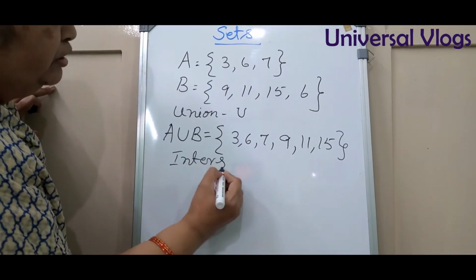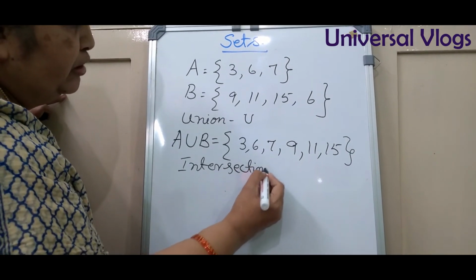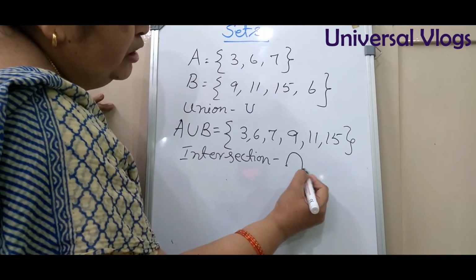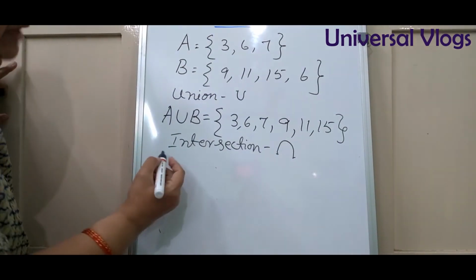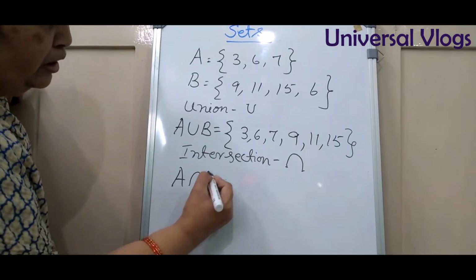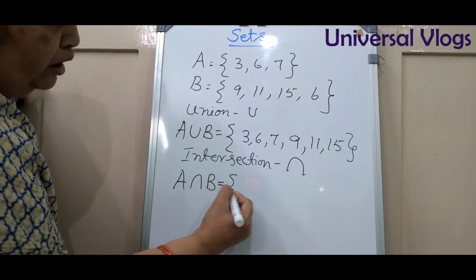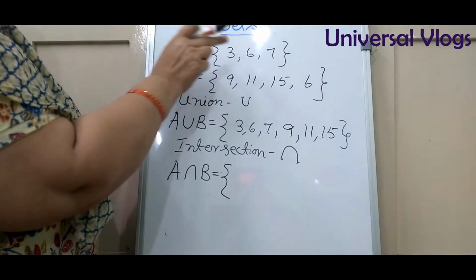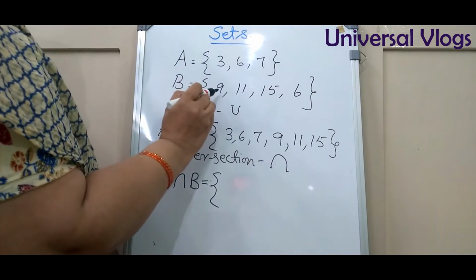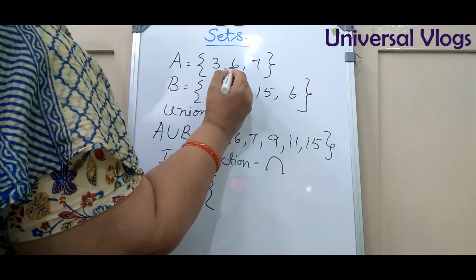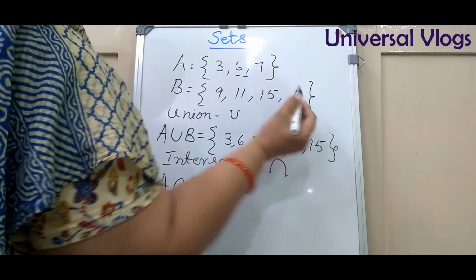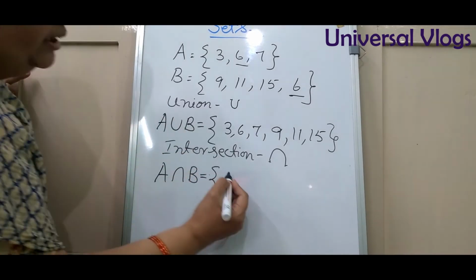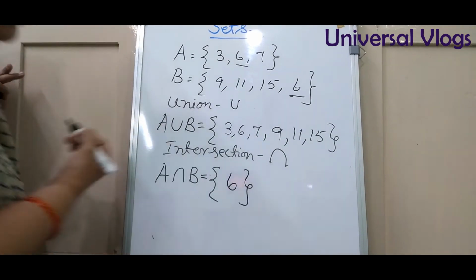Now let me write the intersection of these two sets. The intersection of the two sets can be written like this, the upside-down U. That is the symbol. Say A intersection B. It will be the common elements between both the sets. Here you can see A is equal to {3, 6, 7} and B is equal to {9, 11, 15, 6}. Here I am underlining 6. 6 is the common element between the two sets, and A intersection B will be {6}.